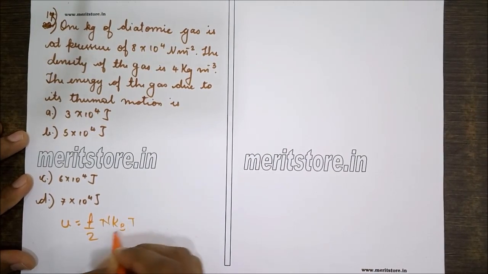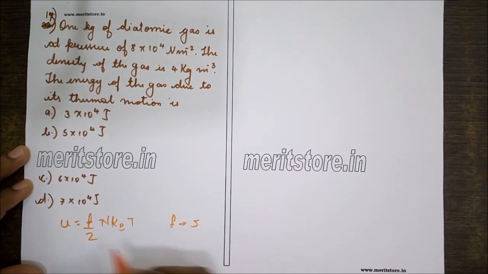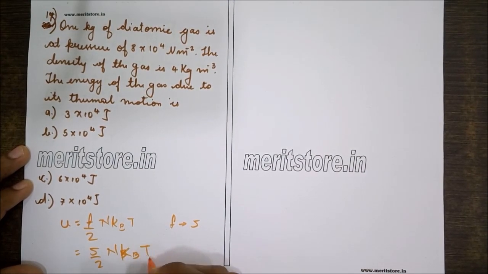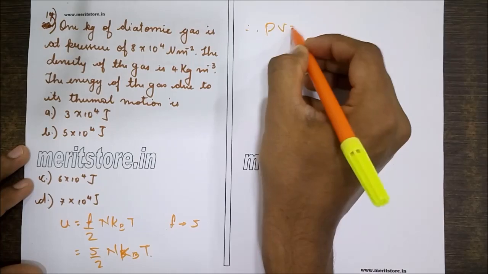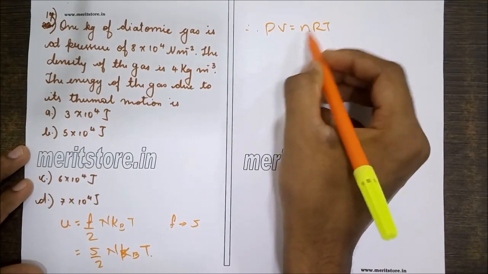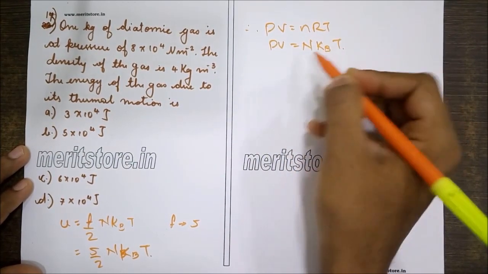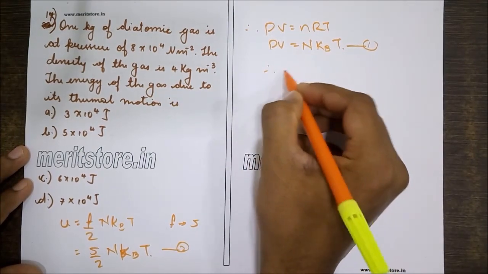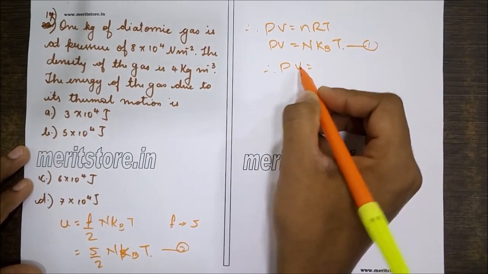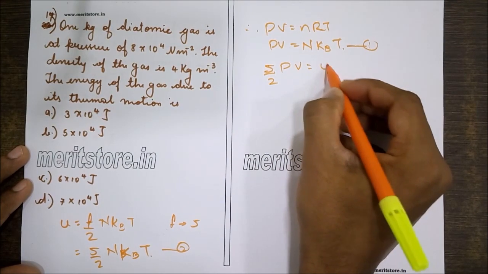Kb into T. Now since the diatomic gas is given, the degrees of freedom F for diatomic gas is 5. So 5 by 2 N Kb times T. Also, from the ideal gas relation, PV is equal to nRT, and this can be modified to PV is equal to N times Kb into T. And therefore, from these two equations, we can equate them such that 5 by 2 times PV is equal to U. So this is the internal energy.